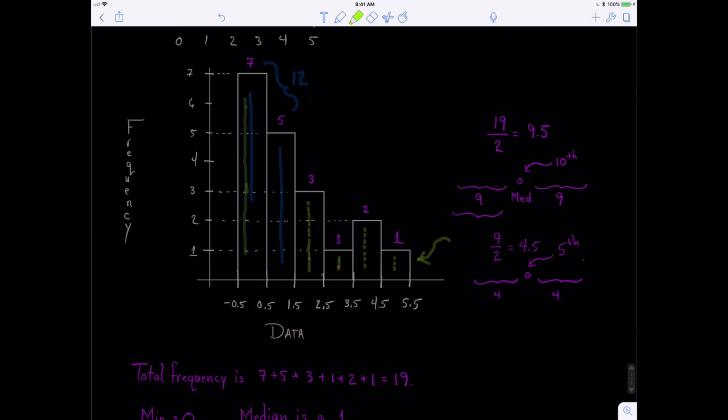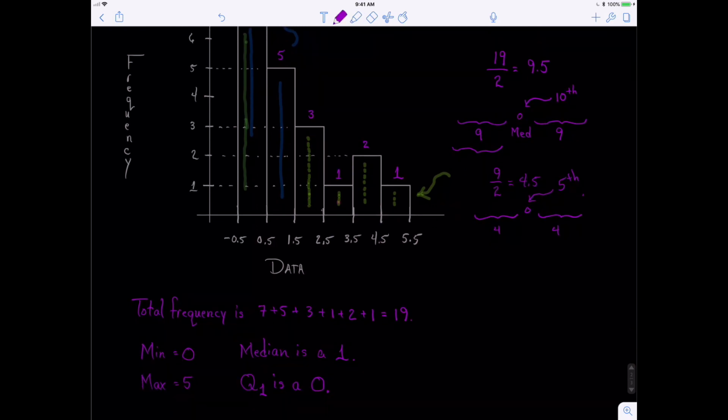In other words, that Q3, or the median of the upper half, has to lie between 1.5 and 2.5. Since those are boundaries, it has to be a 2. And now we can write that Q3 is a 2. And there we have it.